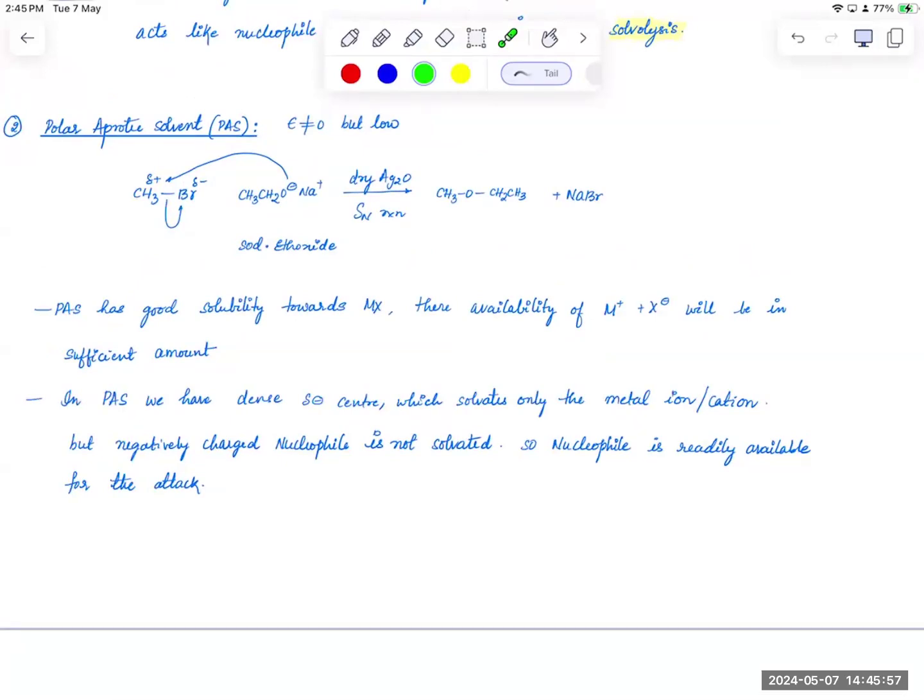Any doubt here, students? So in short, you don't have to worry too much. Think this way. Polar protic solvents will decrease the nucleophilicity. Polar aprotic solvent will increase it. Okay.